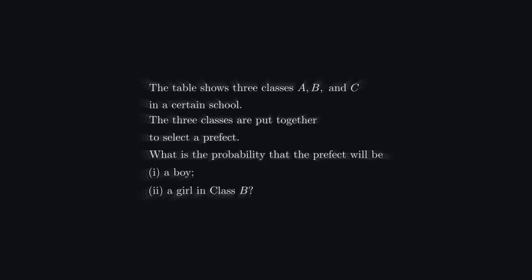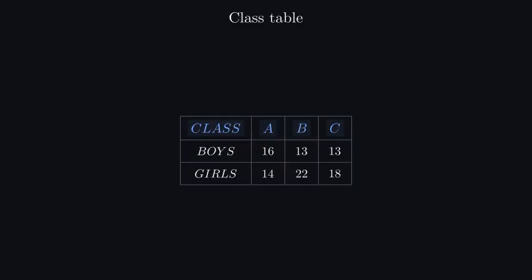We are asked to find the probability that the prefect will be a boy and the probability that the prefect will be a girl in Class B. Since the 3 classes are put together, any student from Class A, B, or C can be selected as prefect. All students can be selected.